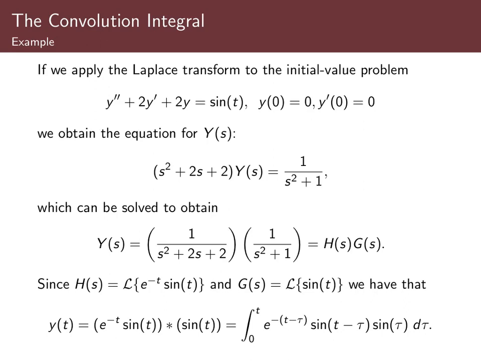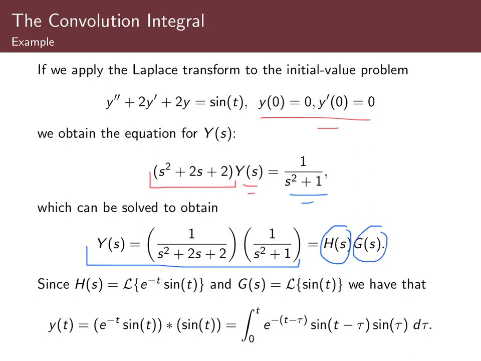And so let's apply this to an example. Let's look at the initial value problem, y double prime plus 2y prime plus 2y is equal to sine of t with homogeneous initial conditions. If we take the Laplace transform of both sides, we'll have the characteristic equation times big Y is equal to the Laplace transform of sine of t, which is just 1 over s squared plus 1. If we divide both sides by s squared plus 2s plus 2, we end up with this expression for big Y, which we can write as some function big H of s times some function big G of s.